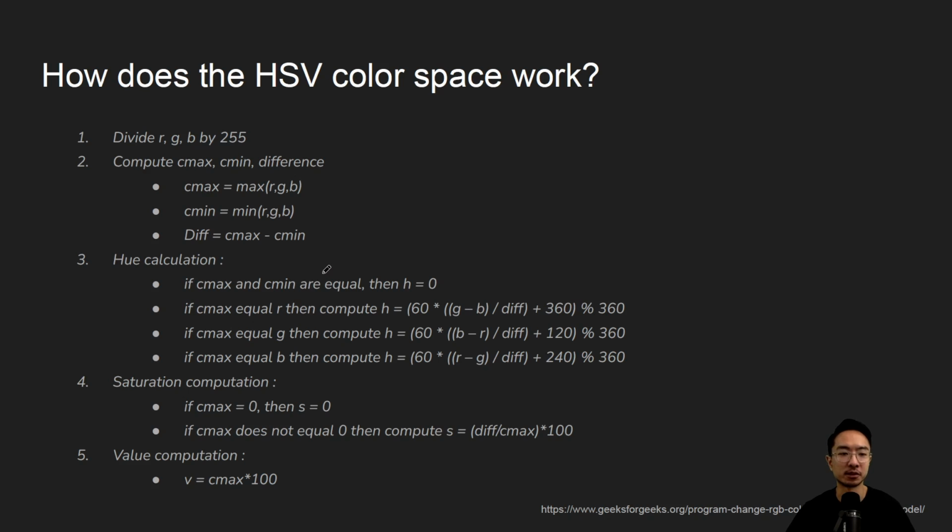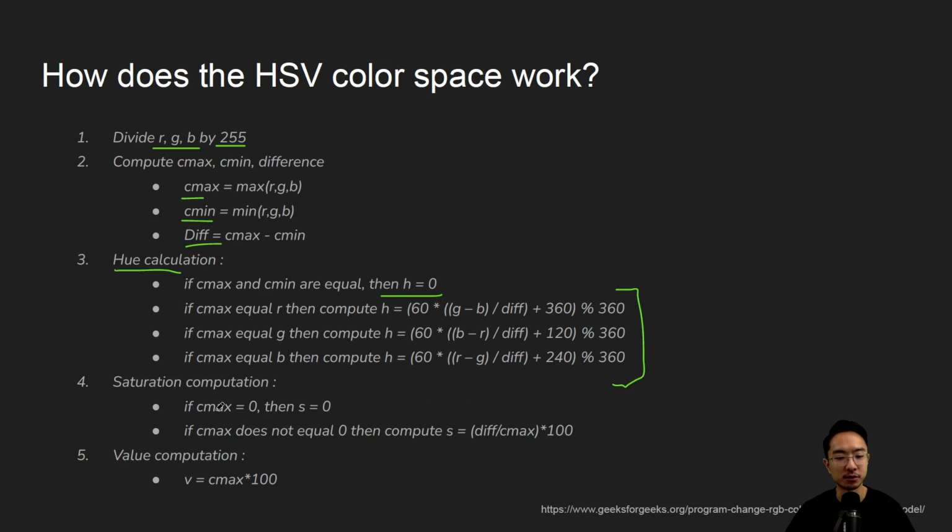So how does HSV color space work? Typically, you take the three numbers, normalize them by dividing by 255, and then find Cmax and Cmin, which are the max and min of these numbers, and then the difference between Cmax and Cmin. Then you go through some steps to do the hue calculation. If Cmax and Cmin are equal, you set H to 0. If Cmax is equal to R, you compute H with this formula. If it's equal to G, you compute it with this. And if Cmax is equal to B, you compute it with this. Basically, it's a piecewise function.